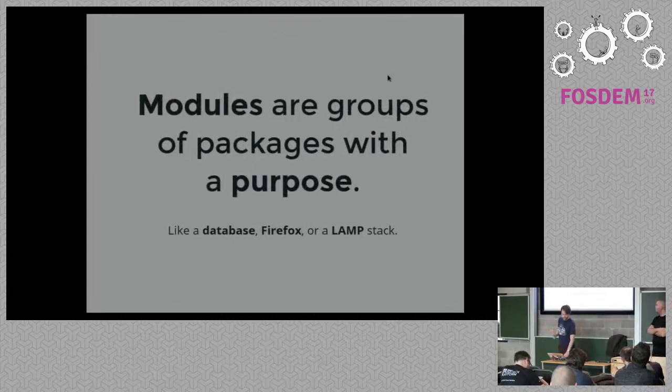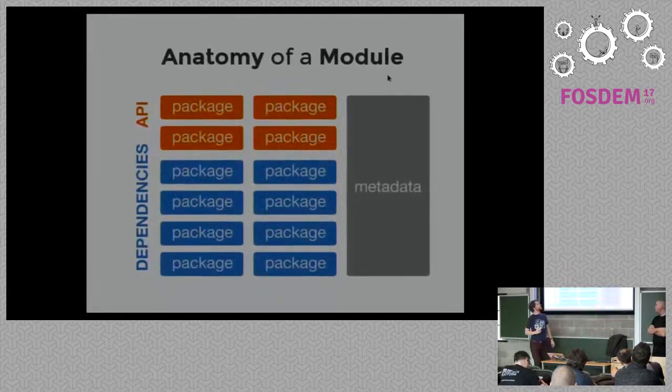So I will have packages and some metadata, and I can also have packages as an API and as dependencies, which the difference is that if I, for example, have a Firefox module, the Firefox package will be API. This is the only package I care for, but I can have a lot of dependencies, libraries, etc., which are not guaranteed to be stable. But users won't care about this. Users care only about the API.